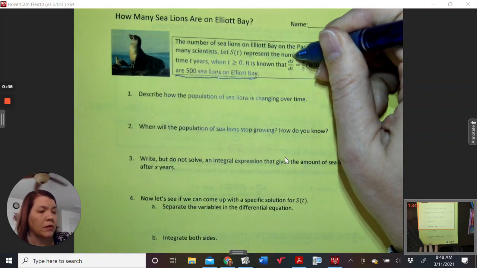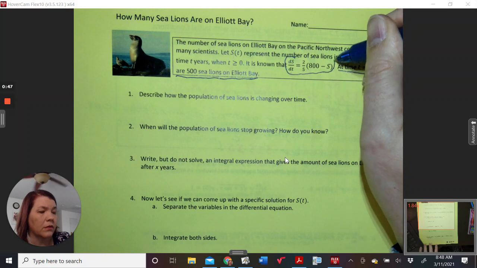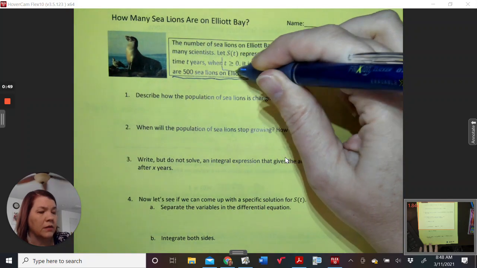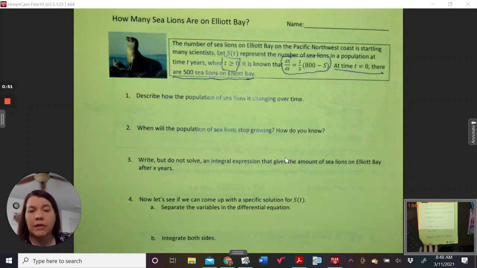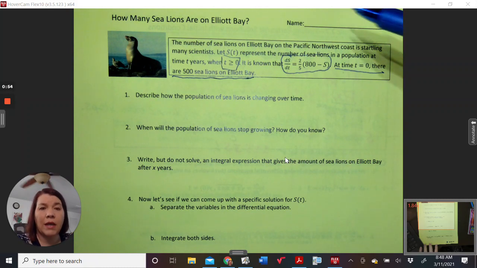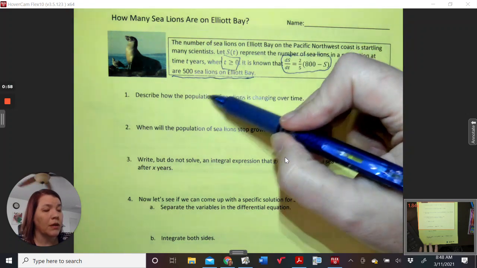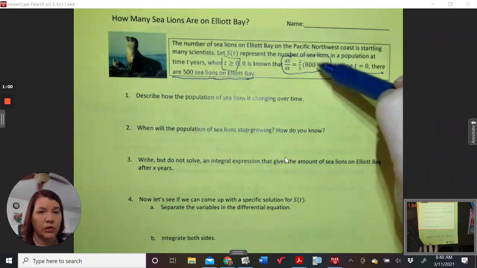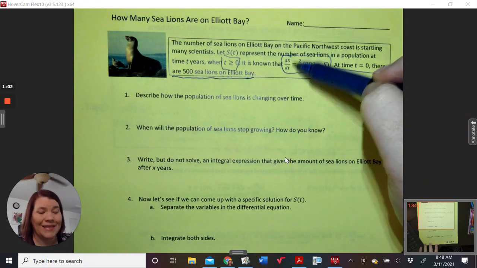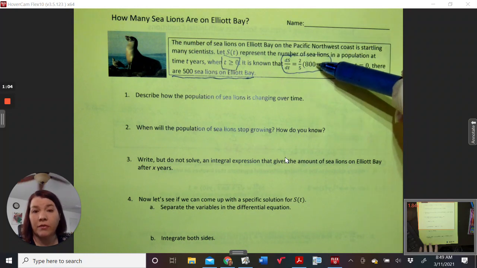We also need this equation. We need to know that t is always greater than 0. So those are the things that caught my attention. And so how is the population of sea lions changing over time? When we look at the population changing over time, that's this ds/dt. So we're asking you to describe the derivative.